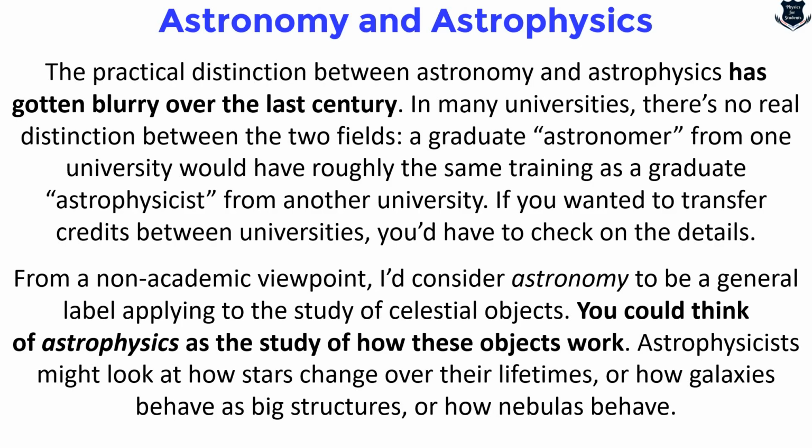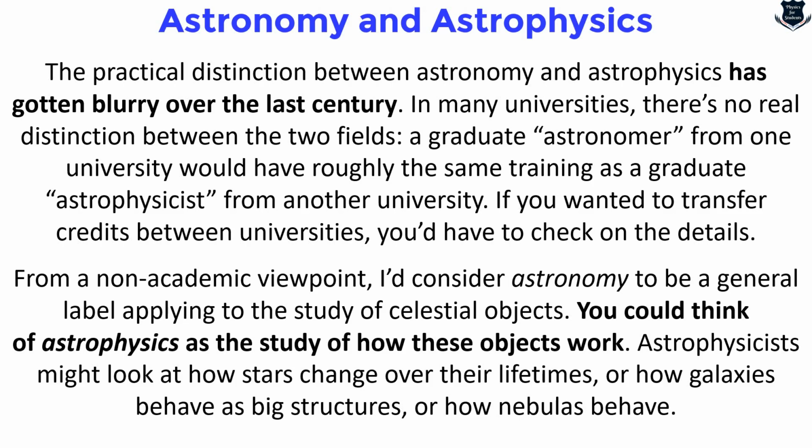The practical distinction between astronomy and astrophysics at points gets very blurry, because in many universities there is no real distinction between the fields. A graduate astronomer from a university would have roughly the same training as a graduate astrophysicist from another university. So there are overlapping factors. However, we have seen what is the relation or distinction between astronomy and astrophysics.